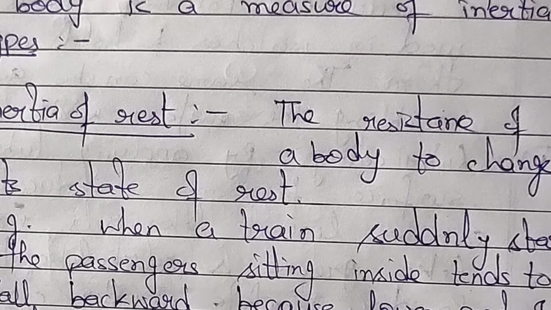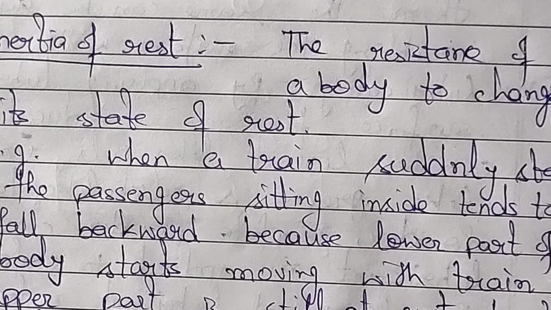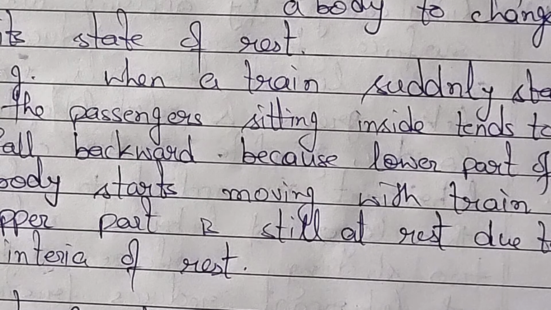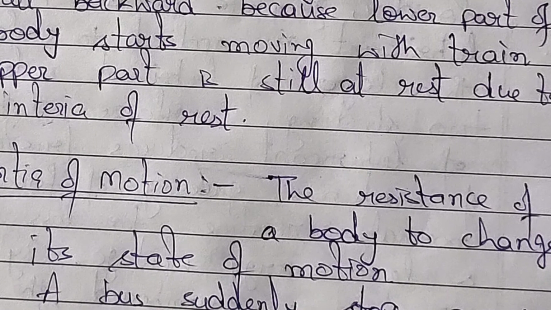Inertia is of three types. First is inertia of rest. It is the resistance of a body to change its state of rest. An example: when a train suddenly starts, the passenger sitting inside tends to fall backward because the lower part of the body starts moving with the train and the upper part is still at rest due to inertia of rest.